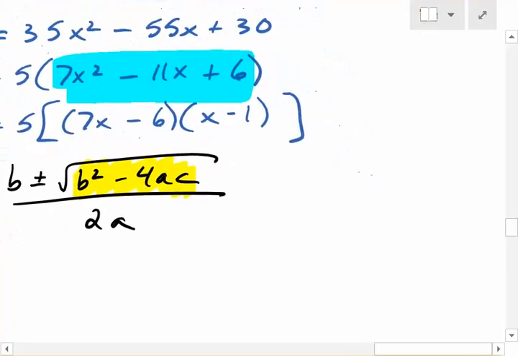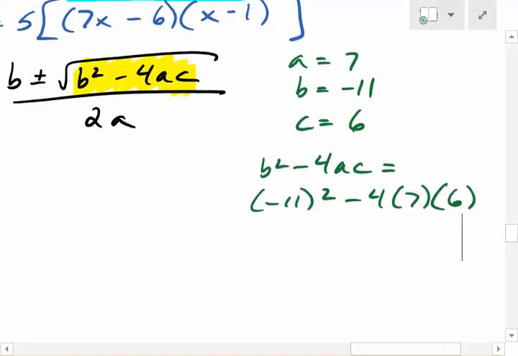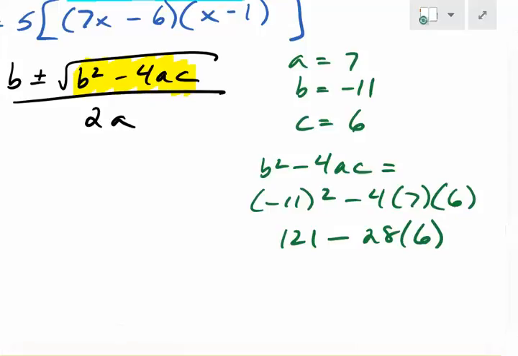Do that first. So in this case, what's a equal to? 7. What does b equal? 11. c equals 6. So b squared minus 4ac is going to be negative 11 squared minus 4 times 7 times 6. What's 11 times 11? 121. That's going to be minus 28 times 6, so 121 minus 168. What does that equal? Negative something. Oh, come on. Negative 47.